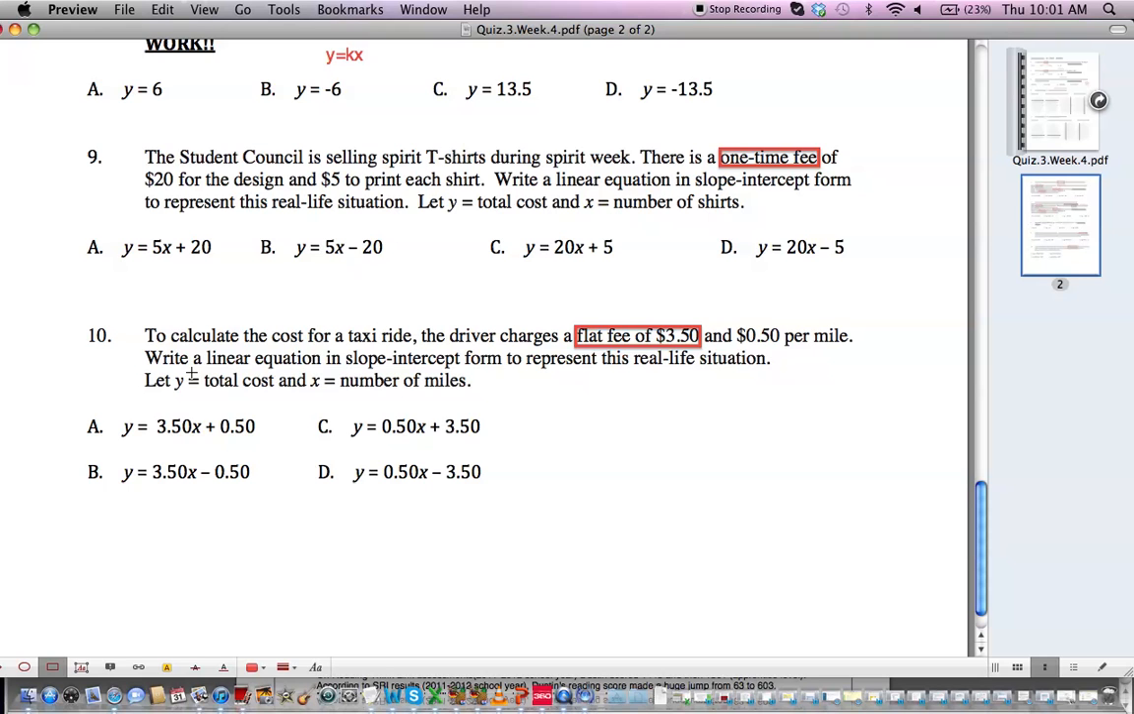And then number 10, to calculate the cost for a taxi ride, the driver charges a flat fee of $3.50 and 50 cents per mile. Write a linear equation in slope-intercept form to represent this real-life situation. Let y equal total cost and x equal number of miles. These are important. So the flat fee is $3.50, then there's 50 cents per mile. Write that in slope-intercept form. Once again, if you got any questions, raise your hand. I'll be around monitoring. Good luck.